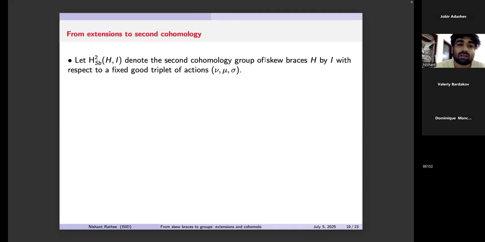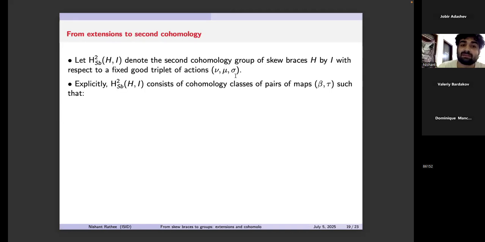So okay, now we talk about the extension. We talk about the lambda group extensions, and now comes the second cohomology group. Let H2(SB) denote the second cohomology group of a skew brace H by I with respect to a fixed good triplet of actions nu, mu, sigma.